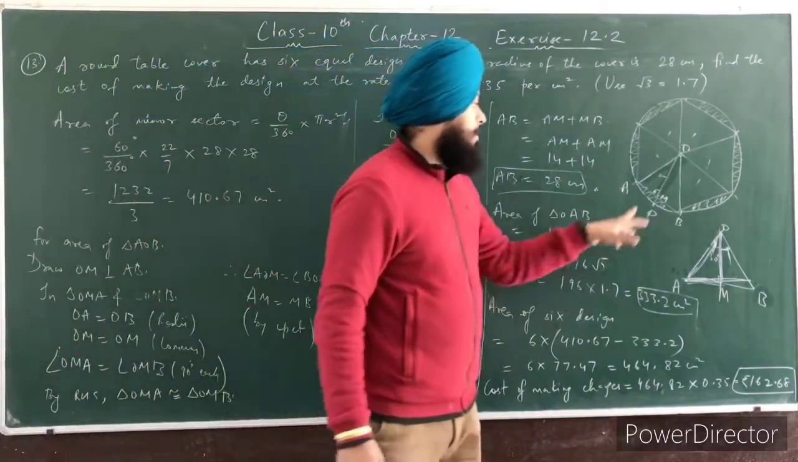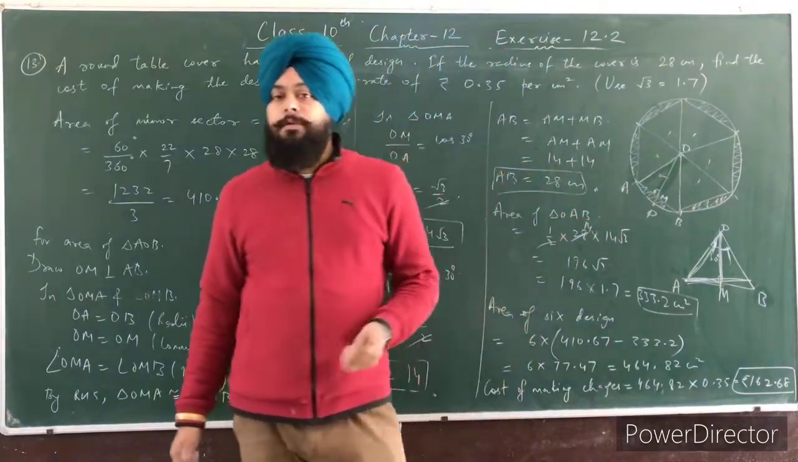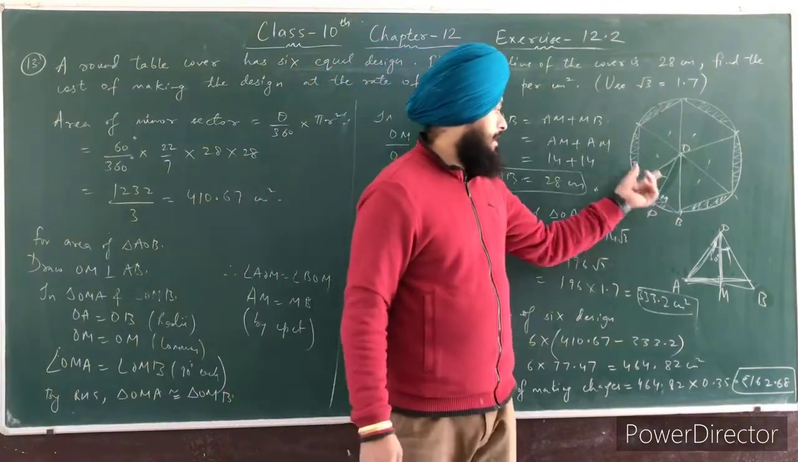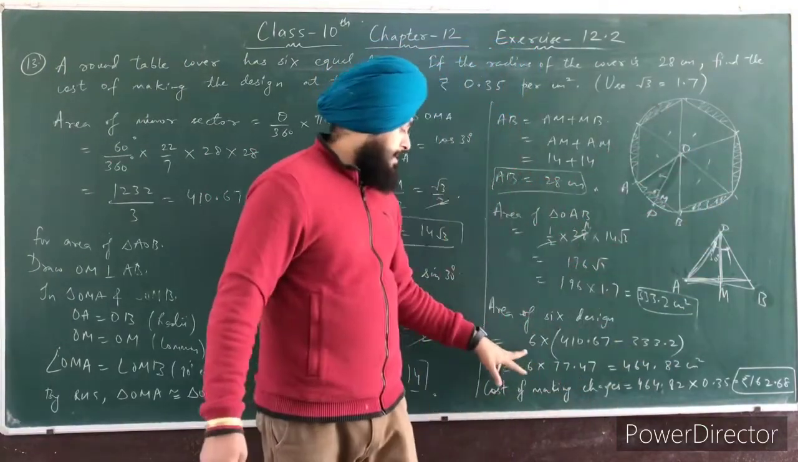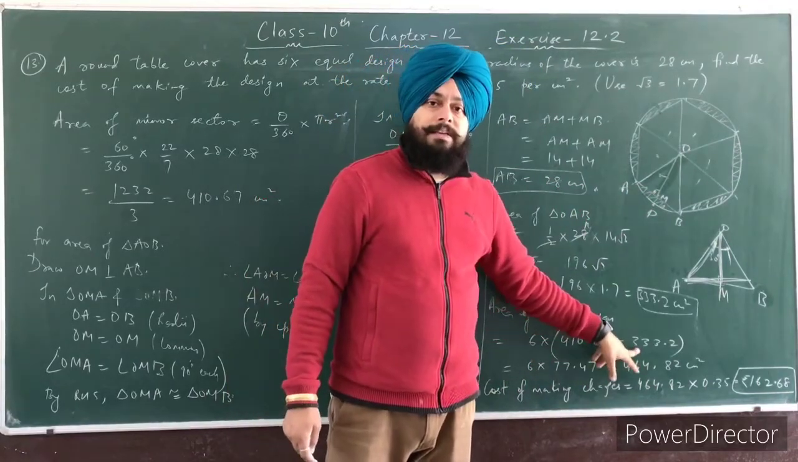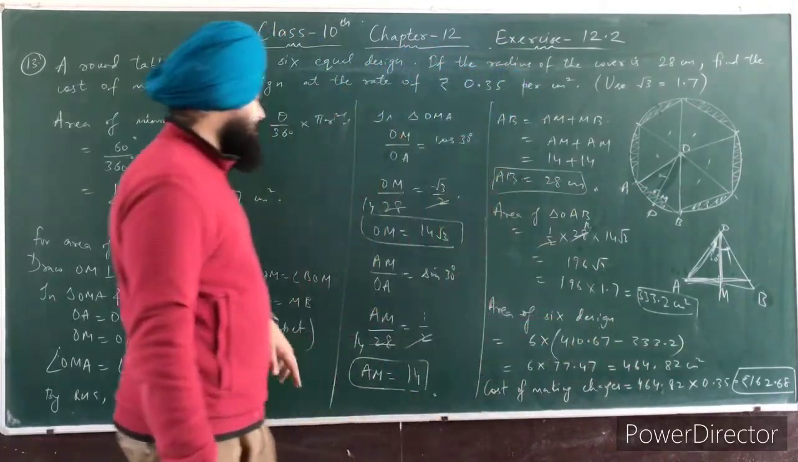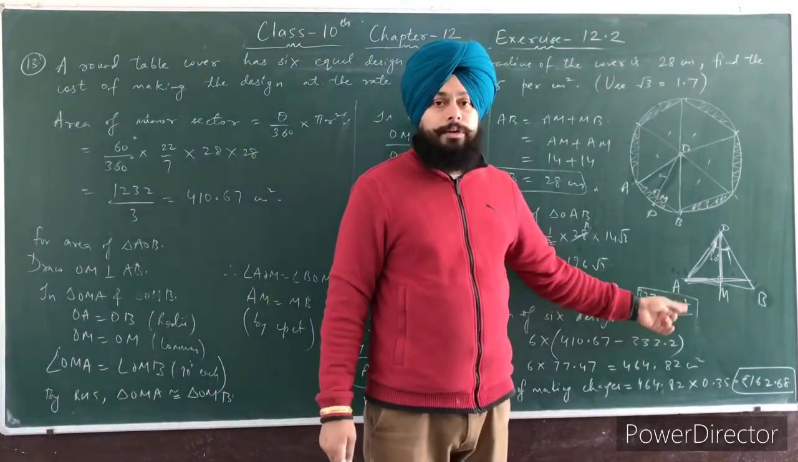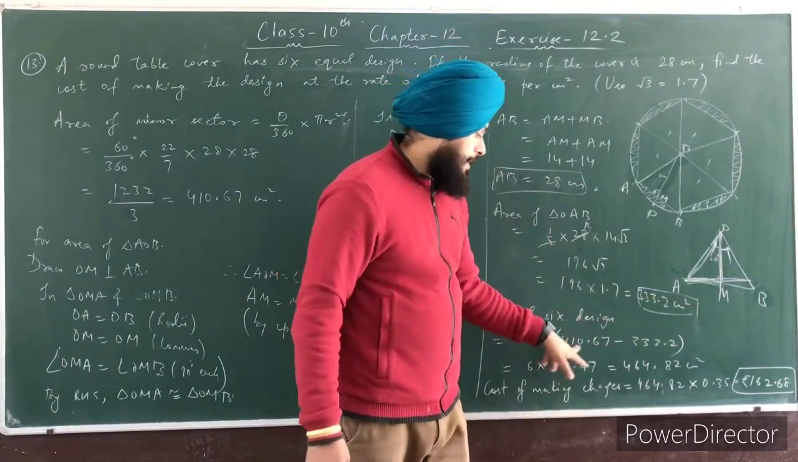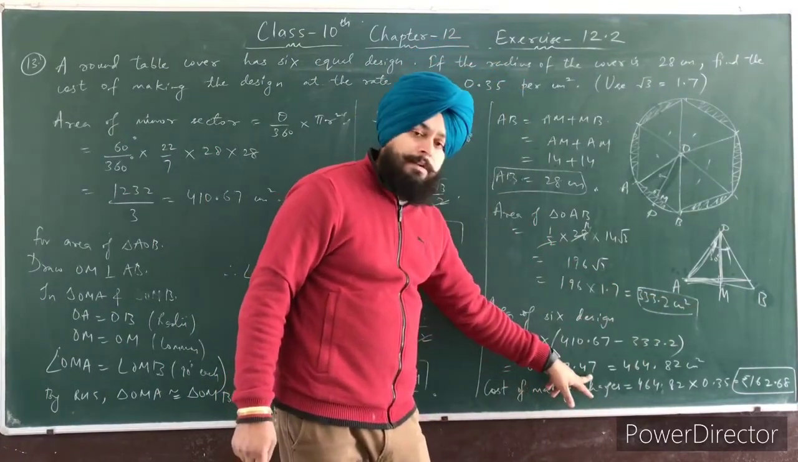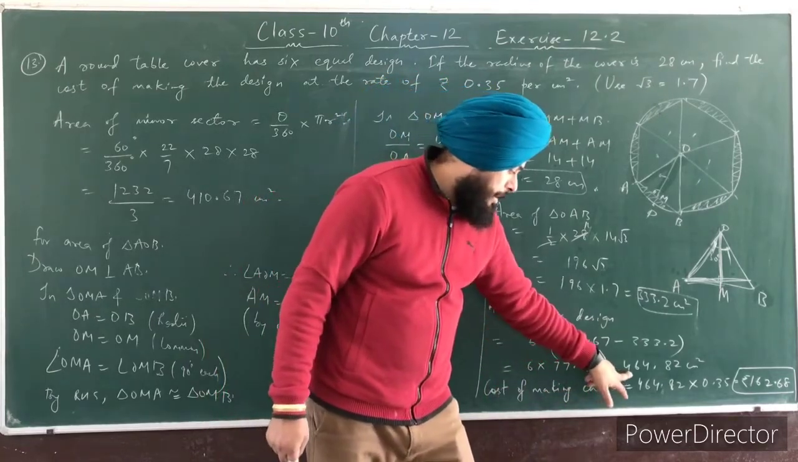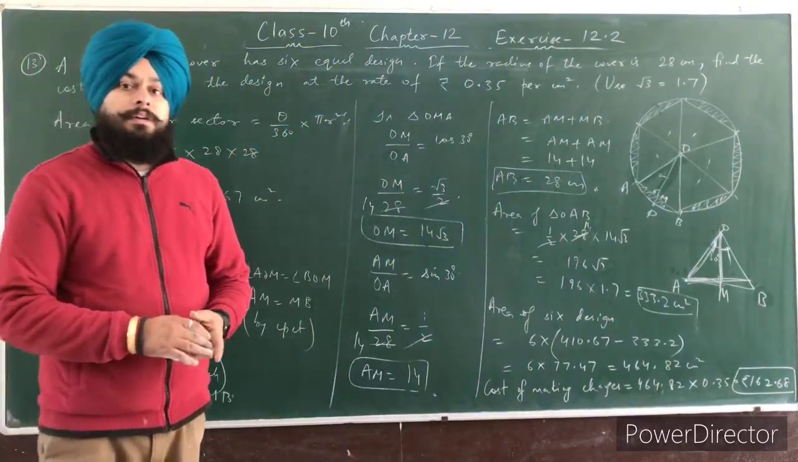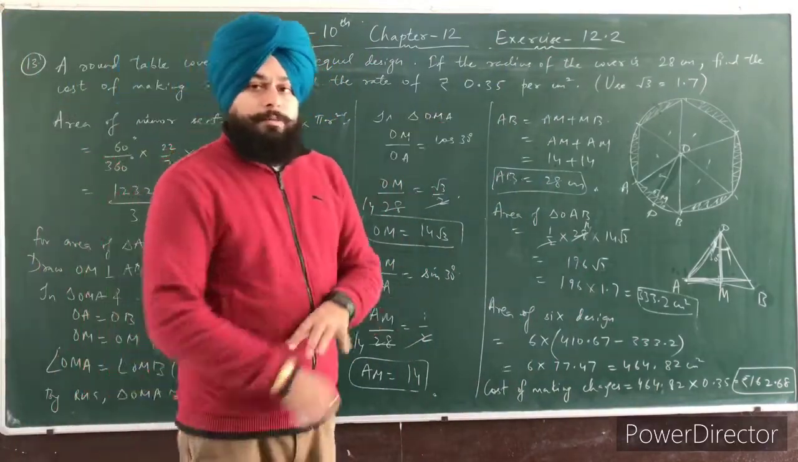Now we can find the area of the 6 designs, which are in the shape of segments. So it is 6 multiplied by, why 6? Because there are a total of 6 designs: 1, 2, 3, 4, 5, 6. 6 multiplied by area of minor sector minus area of triangle. So area of minor sector is here 410.67, and the area of triangle is 333.2 centimeter square. On subtracting, we will get 77.47 multiplied with 6. So our answer is 464.82 centimeter square, which is the total area of 6 designs in a round table cover.